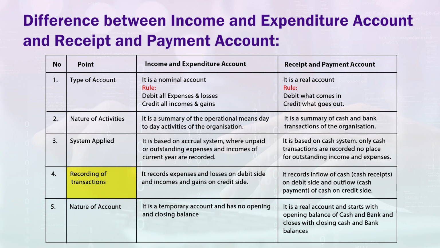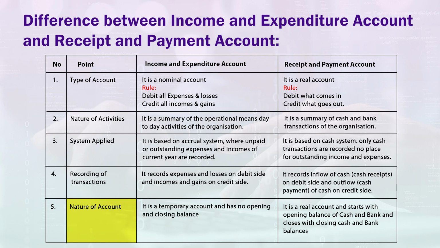4. Recording of transaction. Income and expenditure account records expenses and losses on debit side and incomes and gains on credit side, while receipt and payment account records inflow of cash, which are cash receipts, on debit side, and outflow, which are cash payments, on credit side of the account.